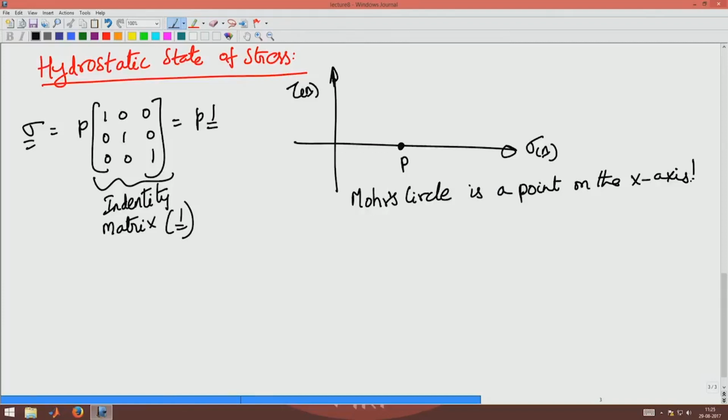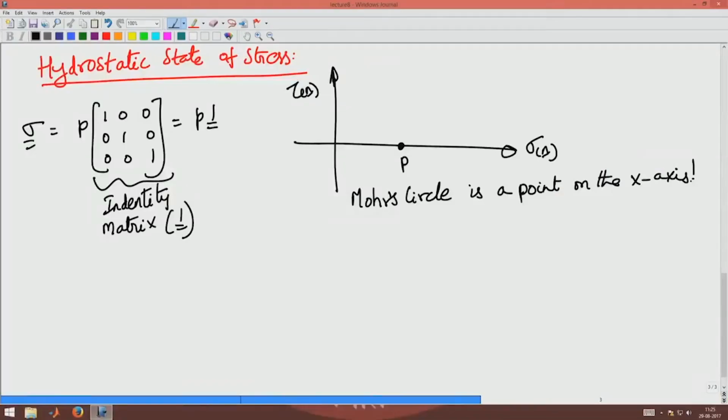What does that mean? It means that any plane will have no shear stresses on it. All planes will be subjected only to the normal stress, which is P. So, what we are saying is, in a hydrostatic state of stress, there is no plane on which shear stresses occur.